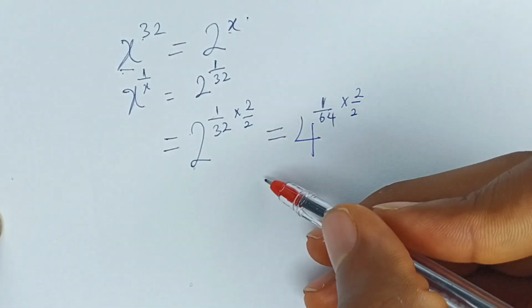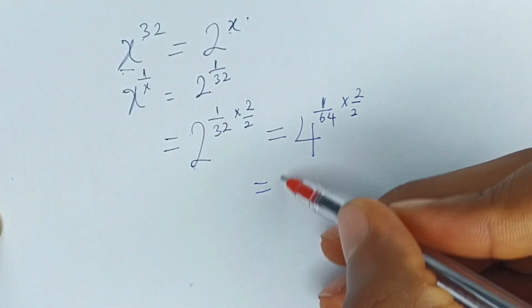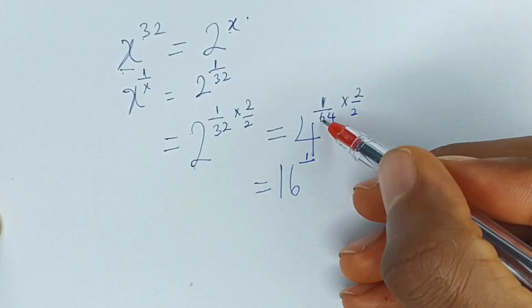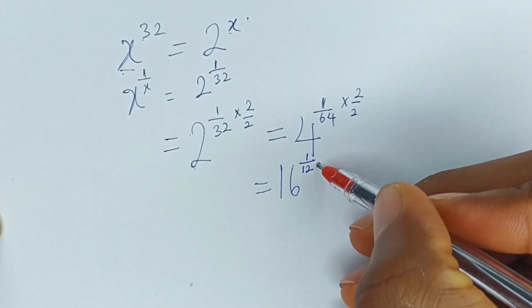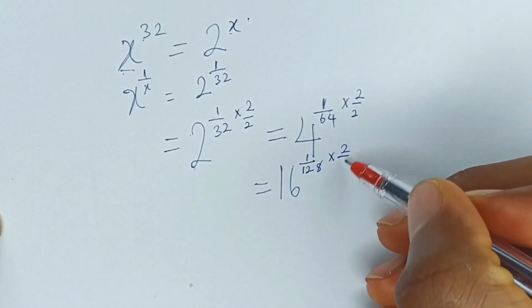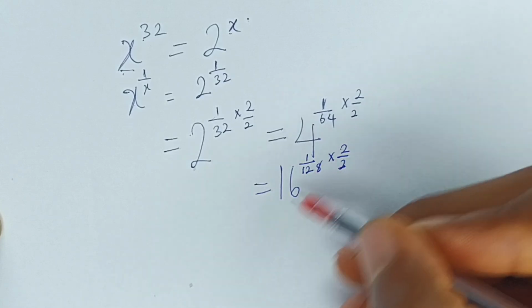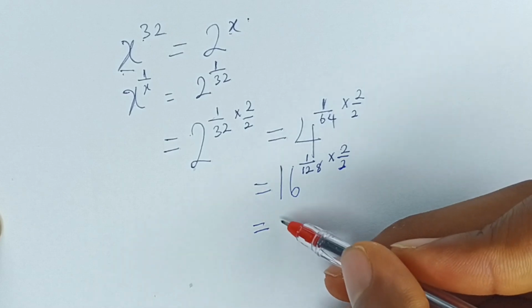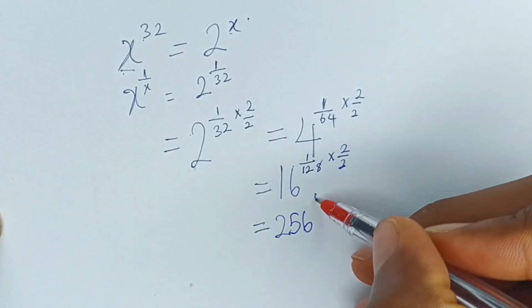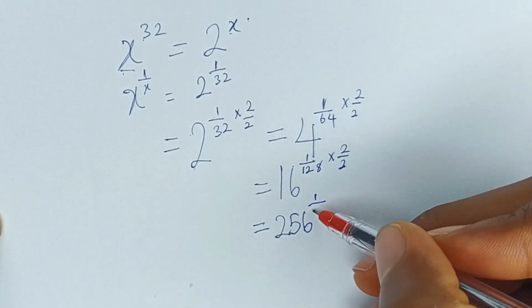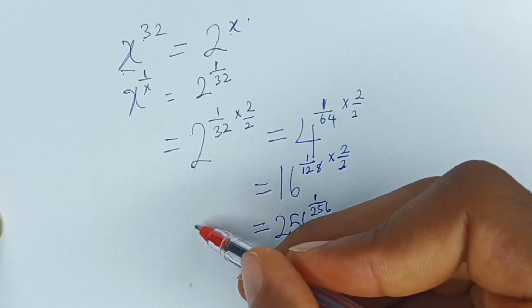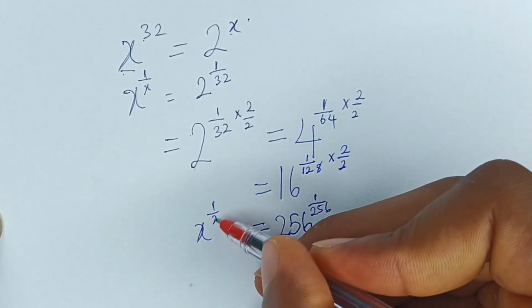Again, we have 4 squared, and 4 squared is 16. And then we have 1 over 64 times 2, which is 128. We go again, times 2 over 2. 16 squared is 256. And then we have 1 over 128 times 2, which is 256. And remember that this is equal to x raised to power 1 over x.